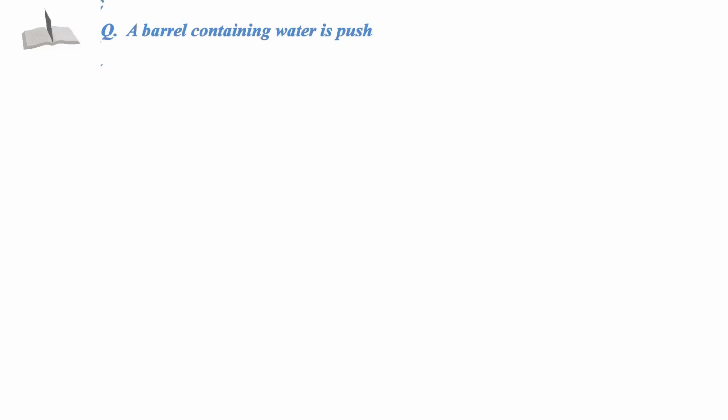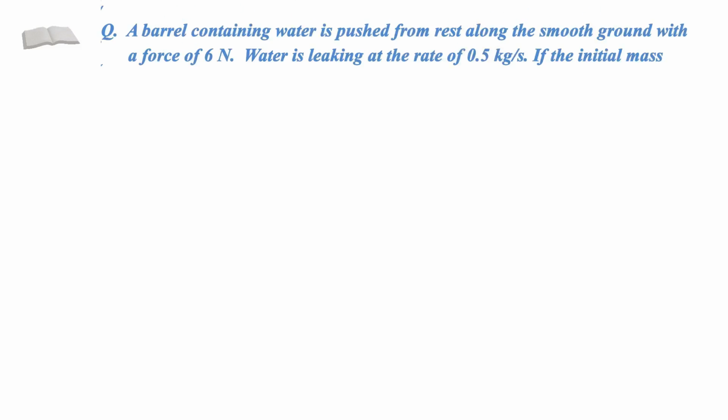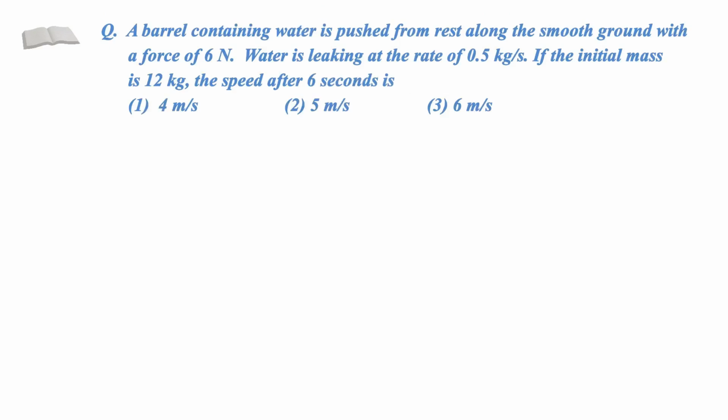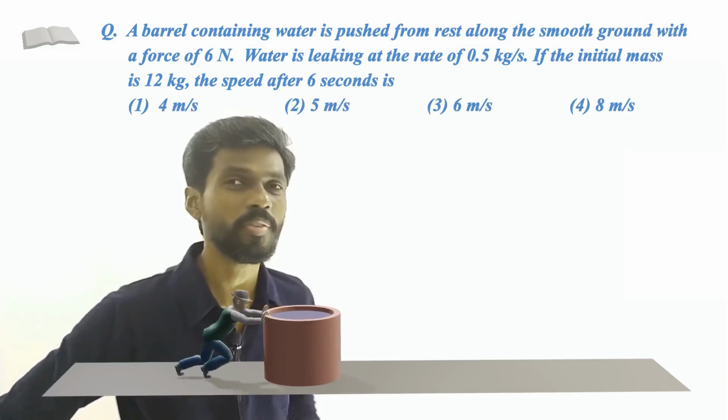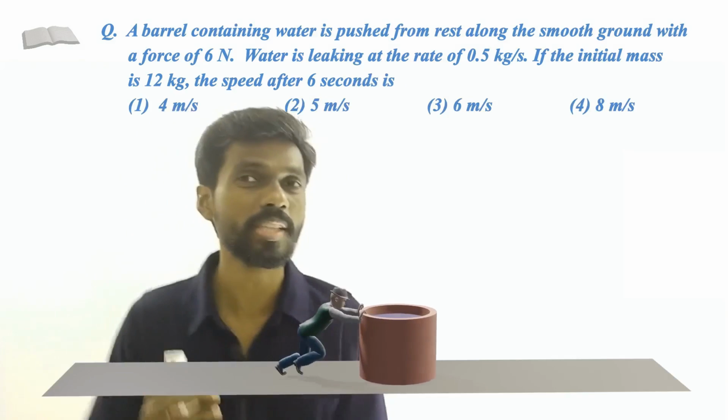A barrel containing water is pushed from rest along the smooth ground with a force of 6 Newton. Water is leaking at a rate of 0.5 kg per second. If the initial mass is 12 kg, the speed after 6 seconds is. Here a barrel containing some water is pushed by a force of 6 Newton. We have to find the speed of this object after 6 seconds.